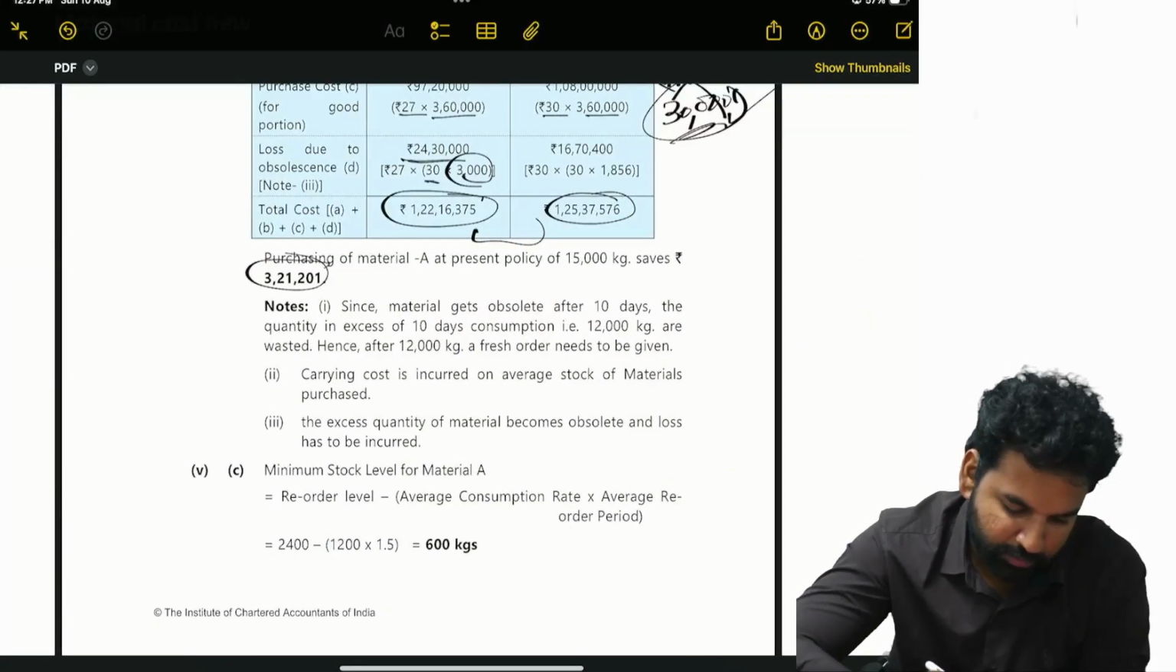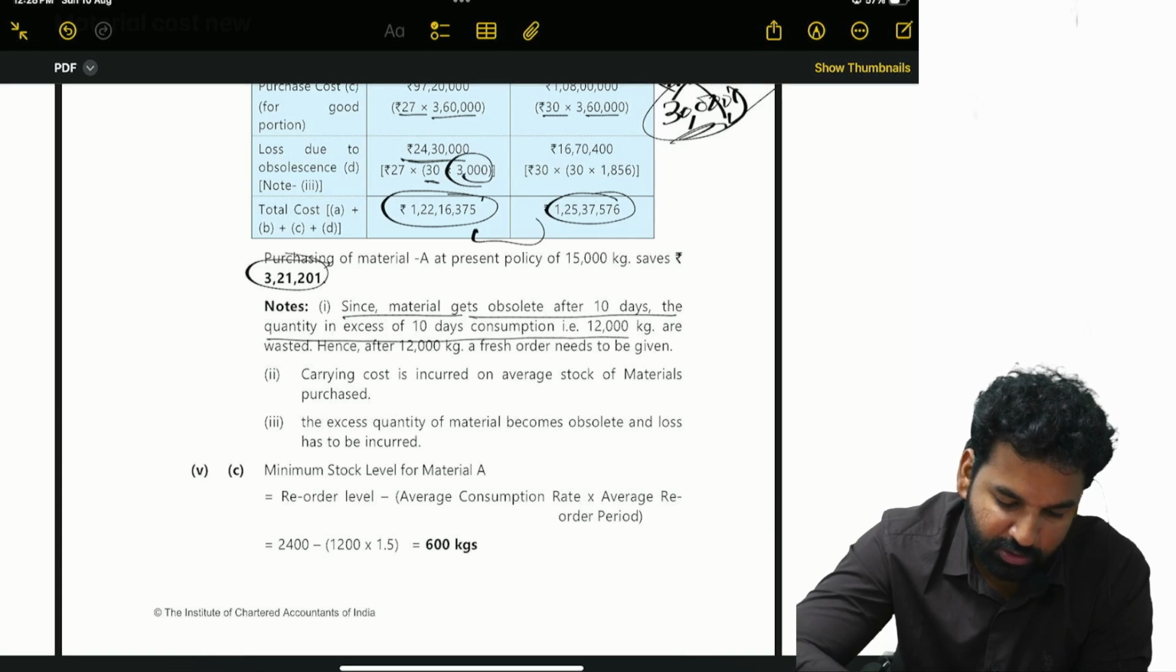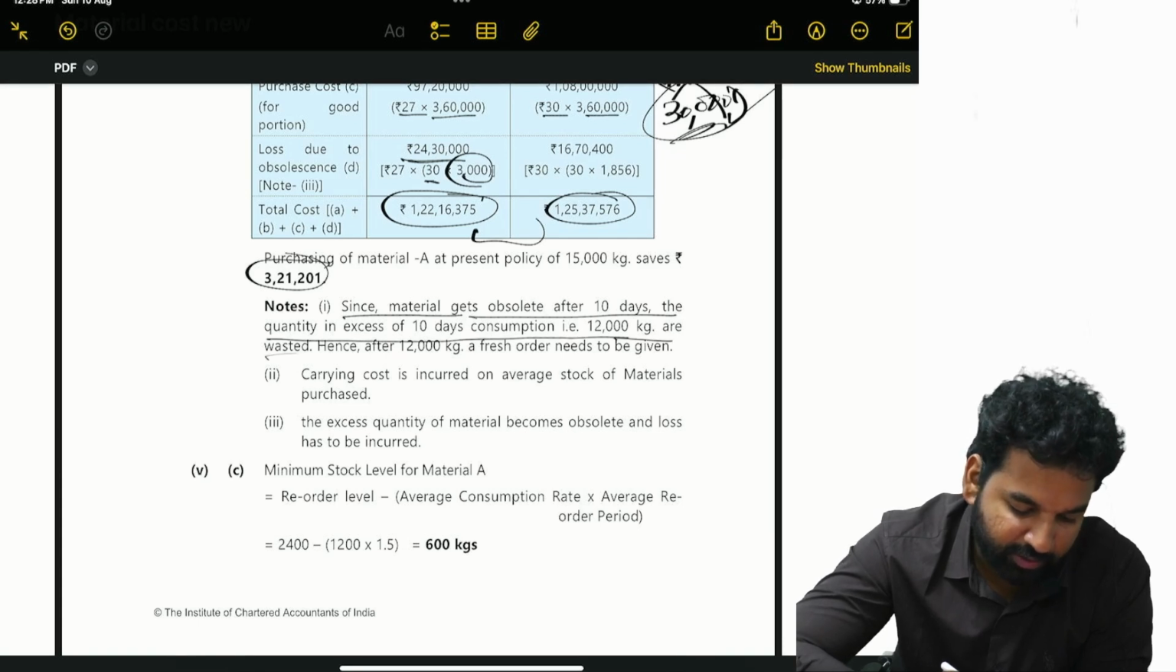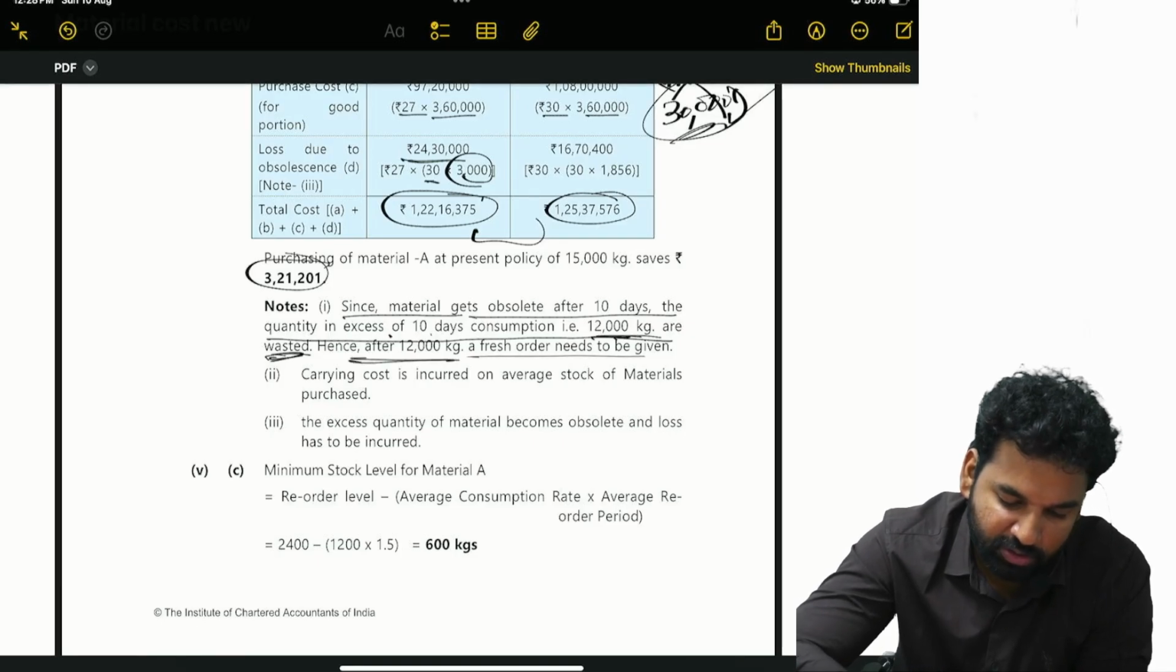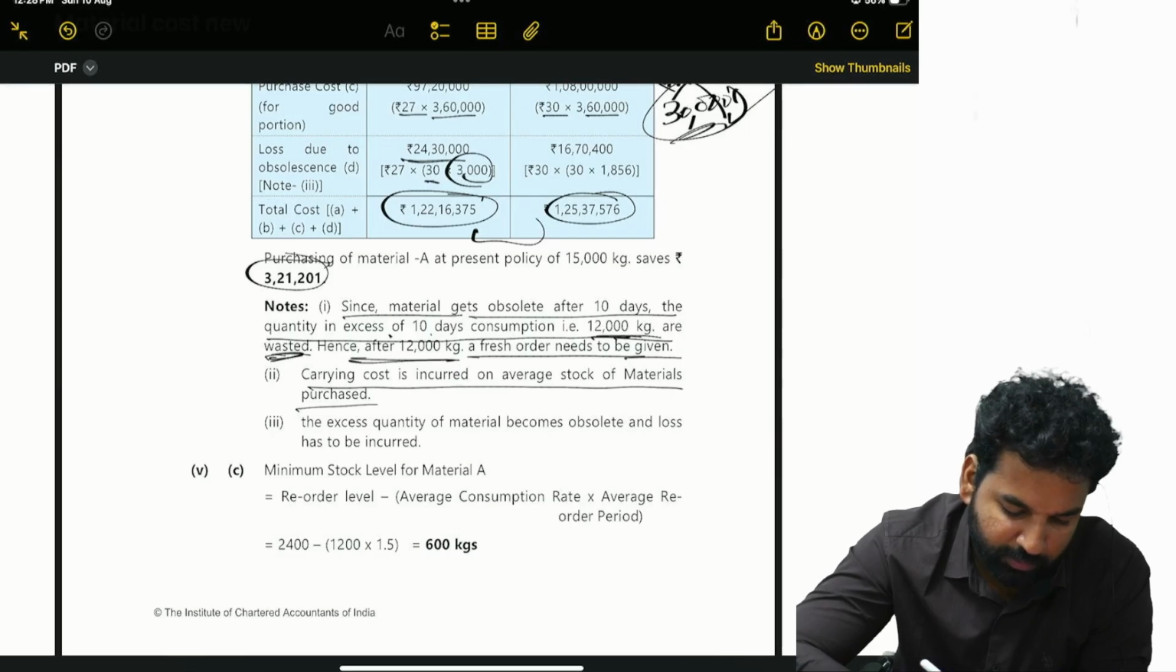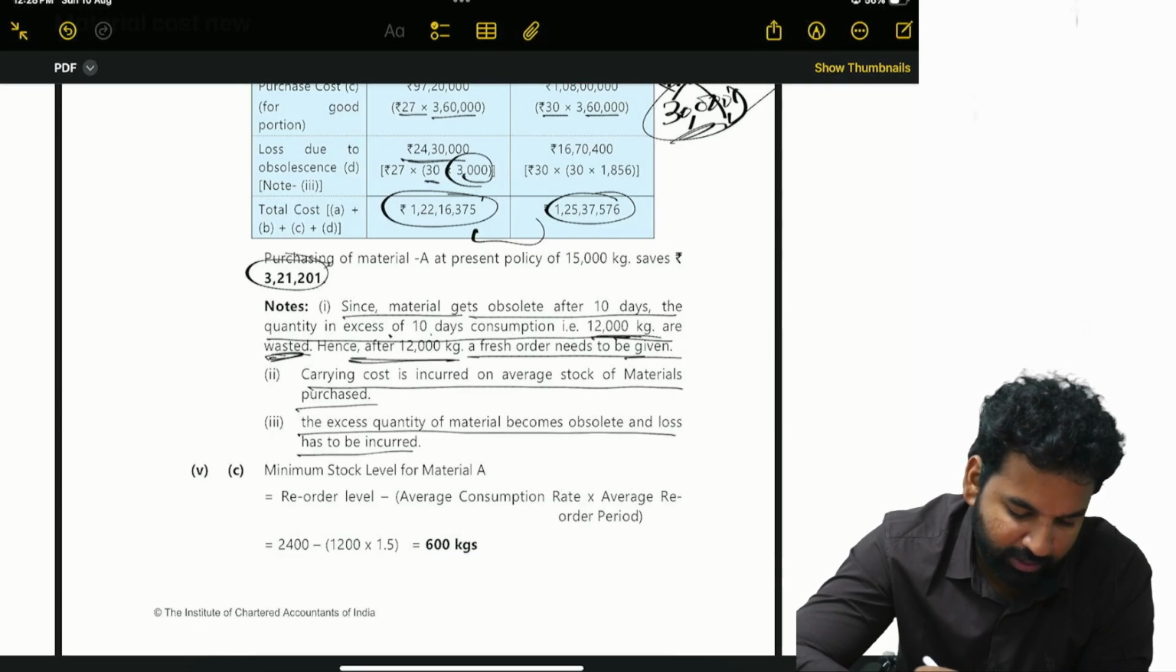So some notes have been written here, you see. Since the material gets obsolete after 10 days, the quantity in excess of 10 days consumption, that is 12,000 kgs, is wasted. Hence after 12,000 kg a fresh order needs to be given. Carrying cost is incurred on average stock of materials purchased. The excess quantity of the material becomes obsolete and loss has to be incurred.